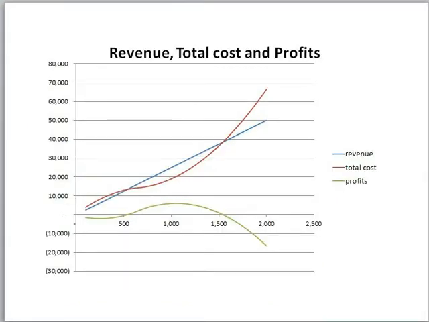And this is a very simple figure. The blue line represents the revenue, the red line represents the total cost, and the green line is the difference between the two, which means profits. Now if the green line is below 0, we're actually having losses, because that means that the cost in red exceeds the line in blue.